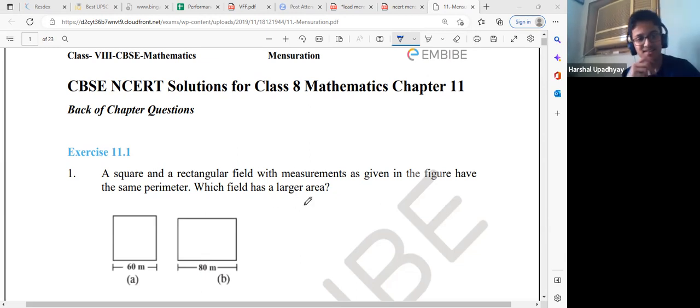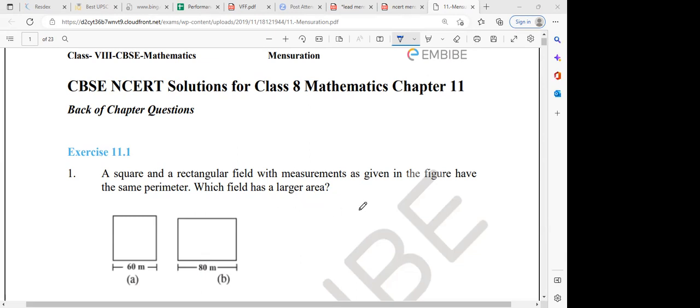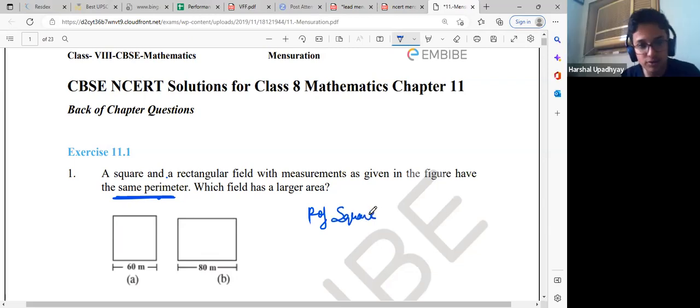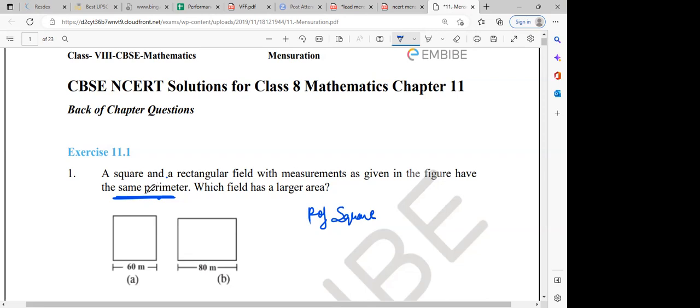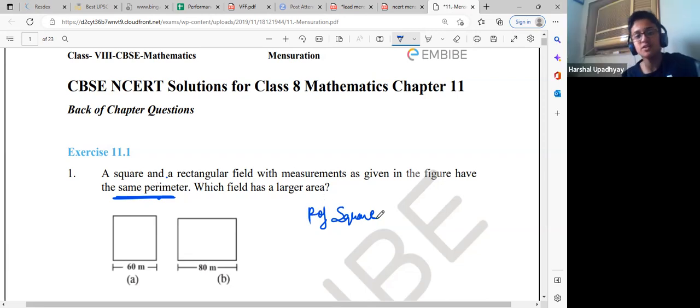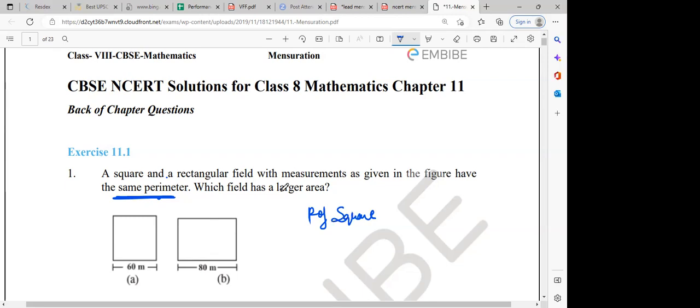See, over here, I'll just explain the steps. A square and a rectangle fit with the measurement as given in the figure. They have the same perimeter. So first of all, you will find the perimeter of the square, because you know all the sides are equal. But we have to find the area, so why the perimeter? Because they have given that their perimeters are the same. So through the perimeter we'll find the breadth. And then you will find the area of this and the area of this. Then you will find which one is larger. Okay, ma'am.